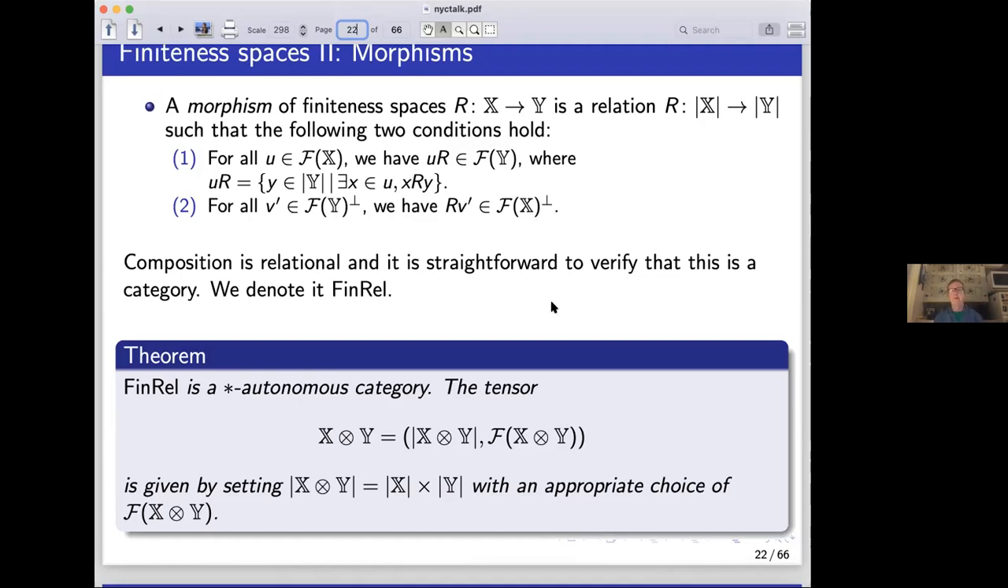So this is a really nice example, and Thomas and his student Christine Tasson have proved all sorts of properties about finiteness spaces, and they've used it to prove all sorts of things about various extensions of the lambda calculus. So there's all sorts of interesting stuff that you can do with this category.